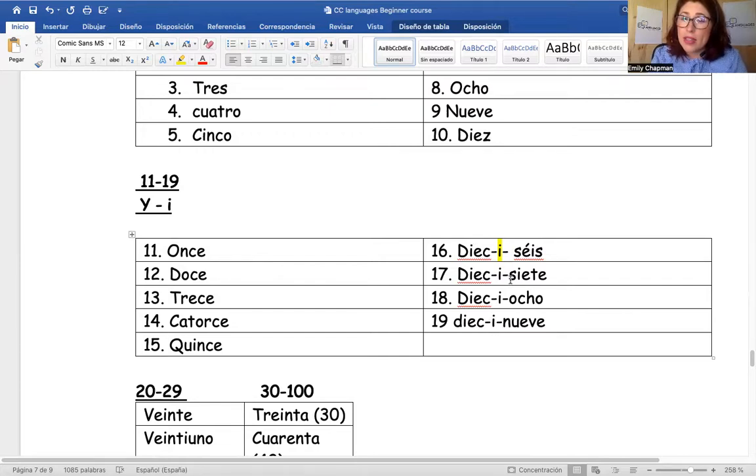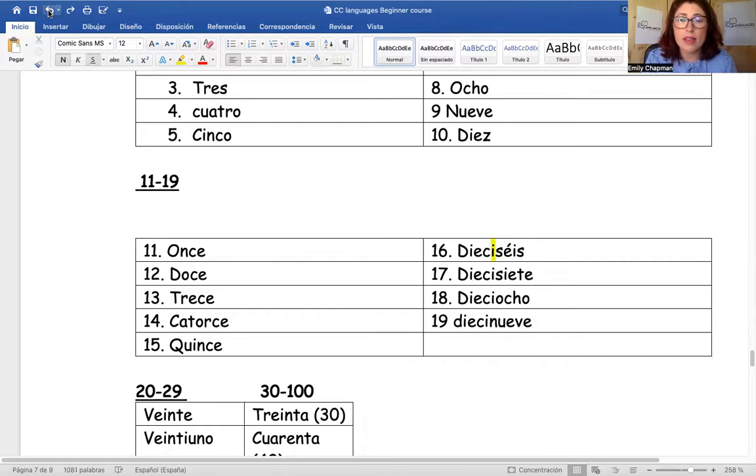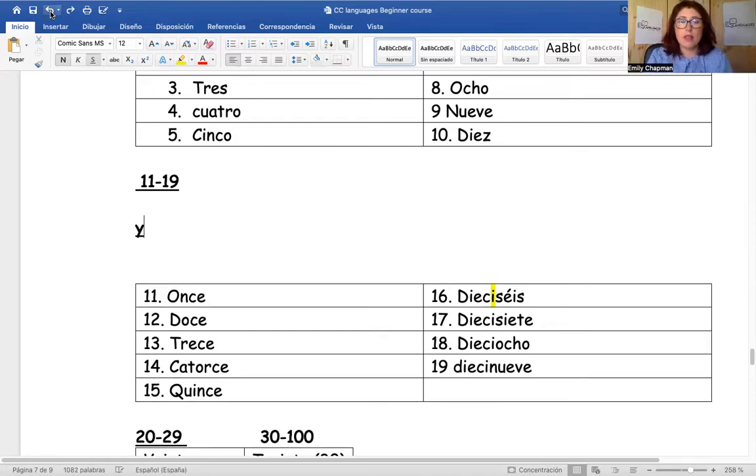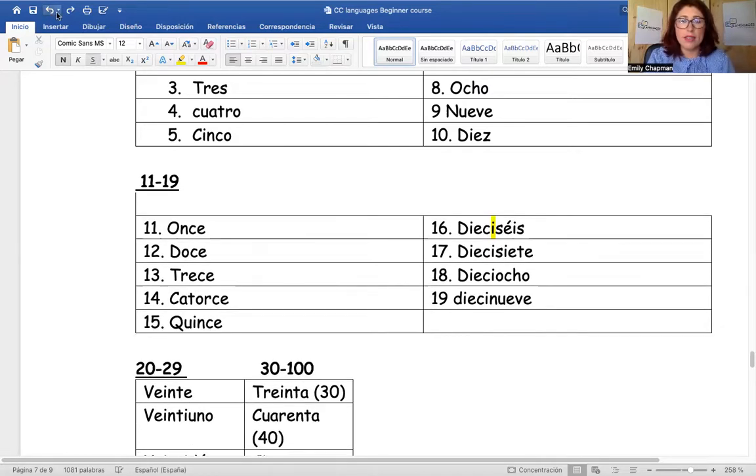16, 17, 18, 19. This can also really help, breaking it down, depending on how you are with your pronunciation in Spanish. If you're finding it a little bit tricky, it always helps to break the word down. 16, 17, 18, 19. Okay, let's put these back together for now. And there we go. Okay, fantastic. Back to normal.